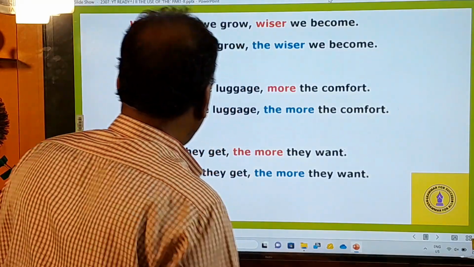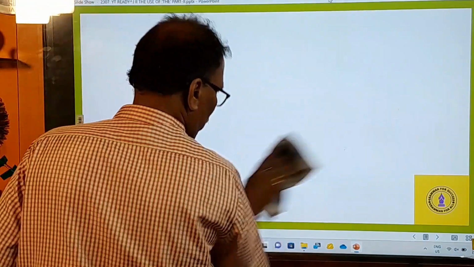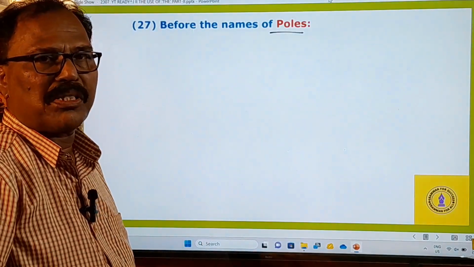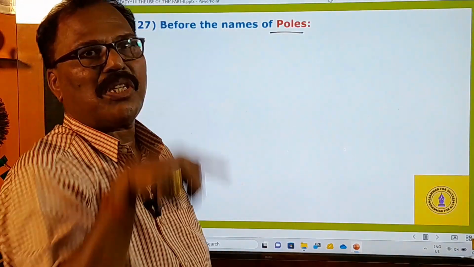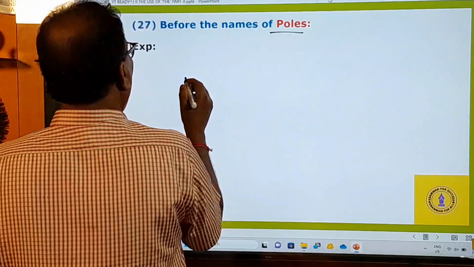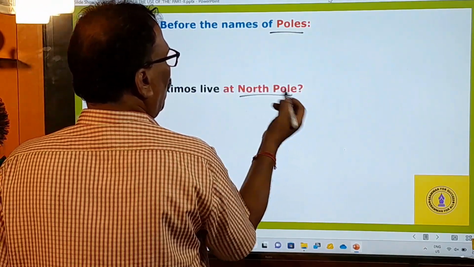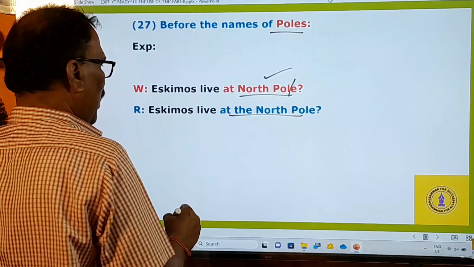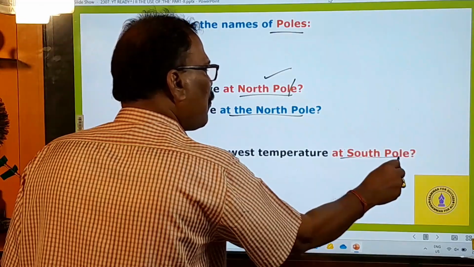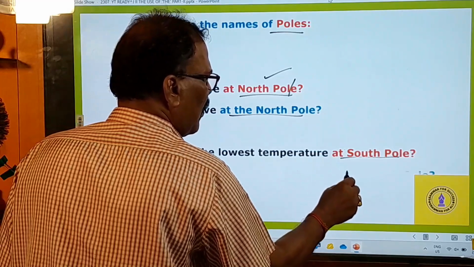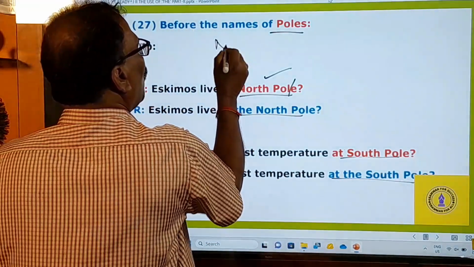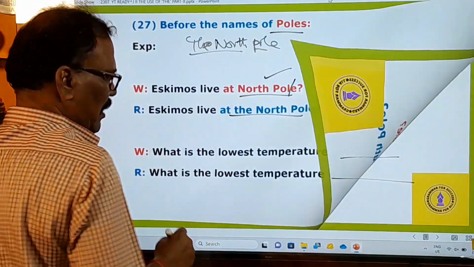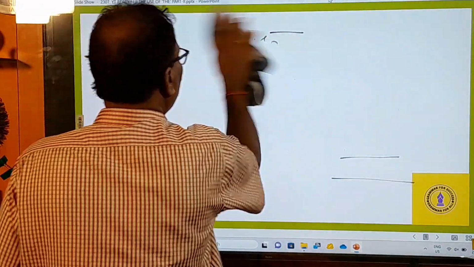Now let's go to the rule before the names of poles. Very simple poles. There are only two poles: North Pole, South Pole. Eskimos live at the North Pole. No question mark, but the North Pole. What is the lowest temperature at the South Pole? The South Pole, the North Pole. You have to say the, because it's only one. South Pole like that. So here, let's go to the next rule.